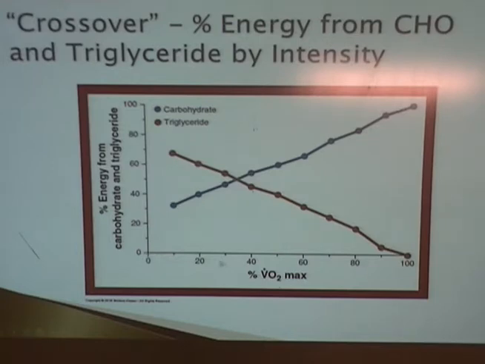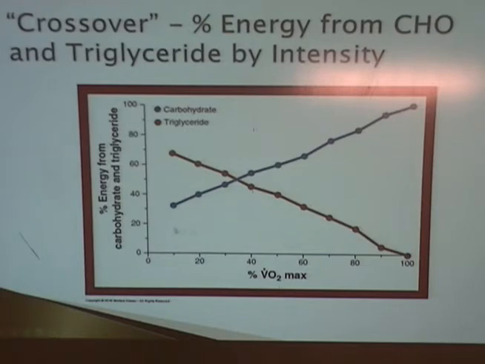On the x-axis is intensity. It doesn't have to be percentage VO2 max, it could be percentage heart rate max. It could be RPE, Borg scale. It could be METs, right? It's just intensity on the x. And on the y-axis, we have the percentage of energy from either carbs or fats. Okay? So what this is telling us, the carbohydrate is the blue line, and the triglycerides is the orange line.